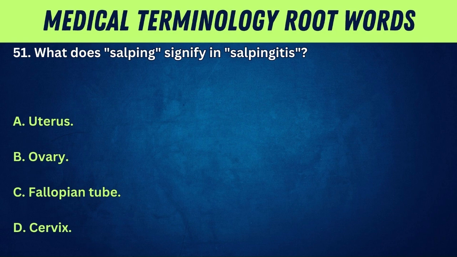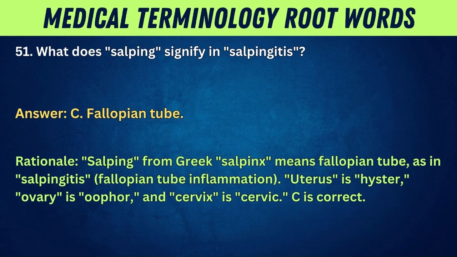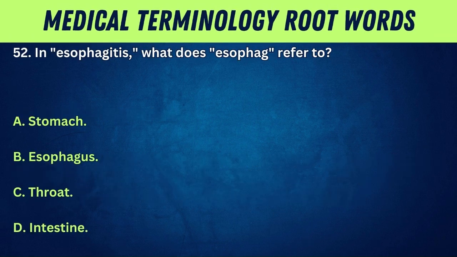51. What does salping signify in salpingitis? A. Uterus. B. Ovary. C. Fallopian tube. D. Cervix. Answer: C. Fallopian tube. Rationale: salping from Greek salpinx means fallopian tube, as in salpingitis, fallopian tube inflammation. Uterus is hyster, ovary is oophor, and cervix is cervic. C is correct.